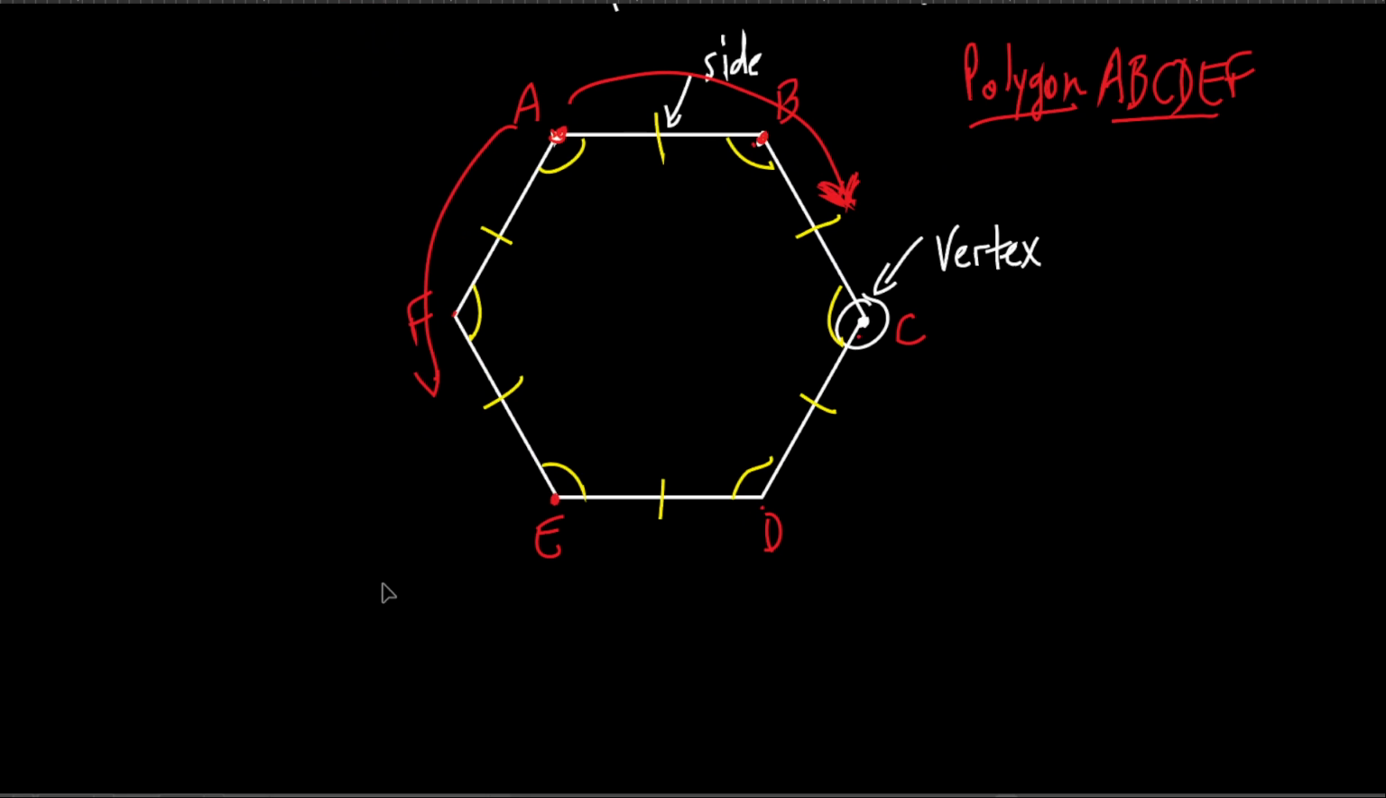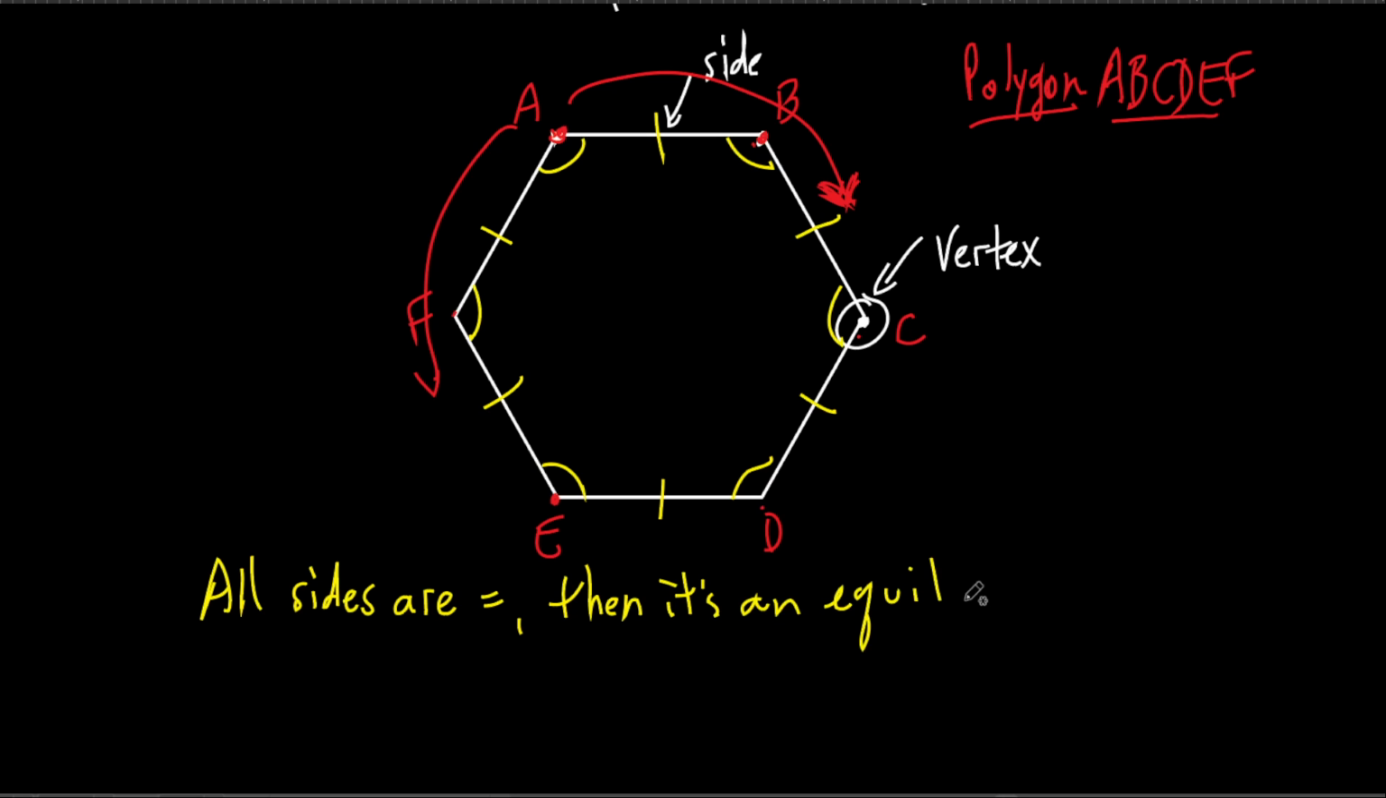So if all the sides, write this down, if all the sides are equal, and we've talked about a little bit of this before, then we call it a what? Remember this? Equilateral. When all the sides are equal, we call it an equilateral polygon.